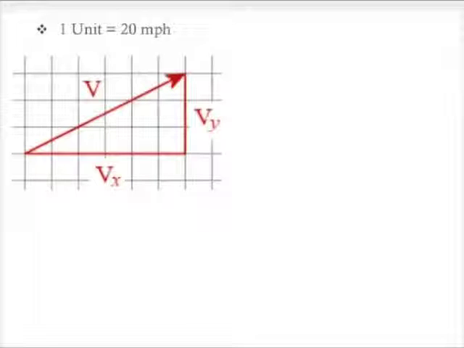For an example of another vector, let's consider the velocity vector v here. Let each unit of the grid represent 20 mile/hour increments. Using Cartesian coordinates, we can decompose this vector v into two components. The x component of the velocity spans 6 blocks, or 120 miles per hour. The y component of the vector is 3 blocks, or 60 miles per hour.